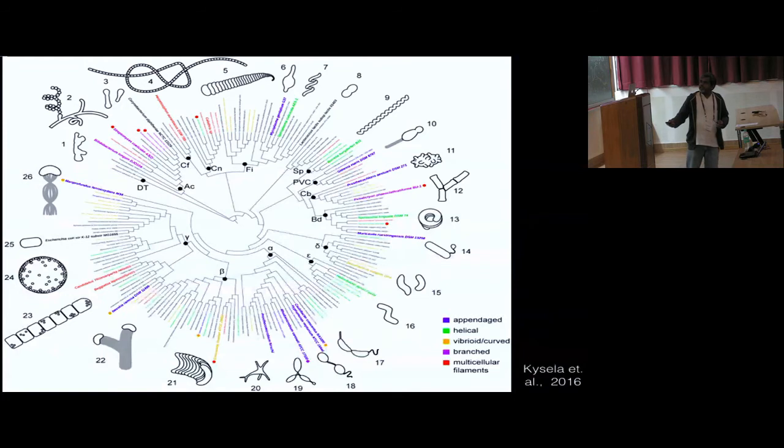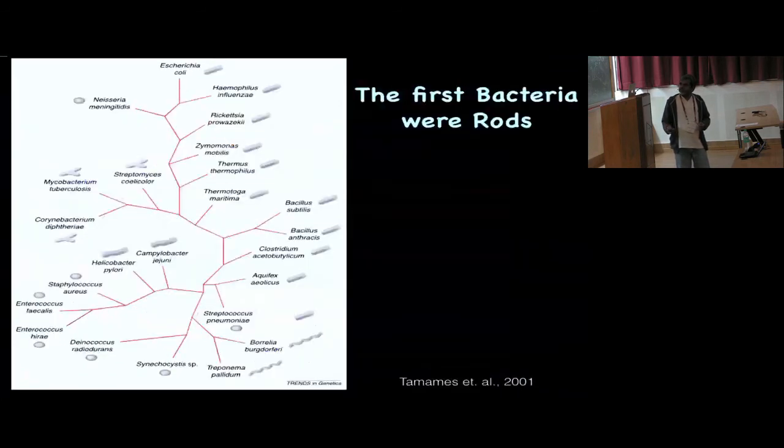They are appendaged, they are helical, they are vibrio, they are branched, there are multicellular filaments, and these are like huge filamentous cells. And as I said, the rods were the first ones, as the tree shows that the deep-rooted ones are usually the rods, and the cocci and all other shapes are at the tip of the branches. So from the rods, cocci have evolved. The helix shapes or the other kinds of shapes, spirilla or whatever other shapes, have actually evolved from the rod-shaped cells.